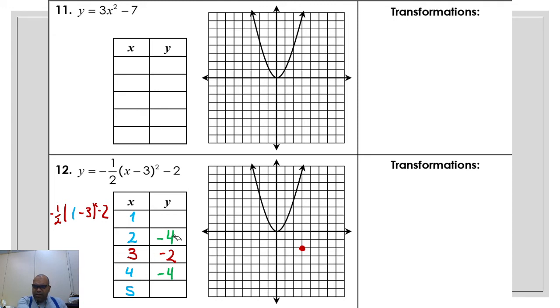Oh, it's negative 4. Are you sure? Let me check again. Oh, sorry, guys. 2 minus 3 is negative 1. Negative 1 squared is 1. A half. Negative a half of 1, it's negative a half. Negative a half minus 2, it's negative 1 and a half.